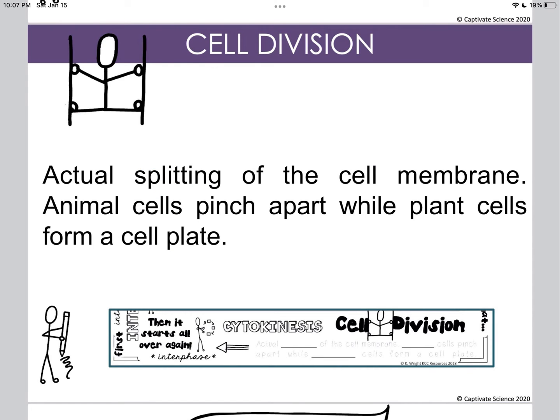All right, so what is cell division? Cell division is the actual splitting. So you're writing splitting. Splitting of the cell membrane. Animal cells pinch apart while plant cells form a cell plate. So animal cells pinch apart while plant cells will form a cell plate.